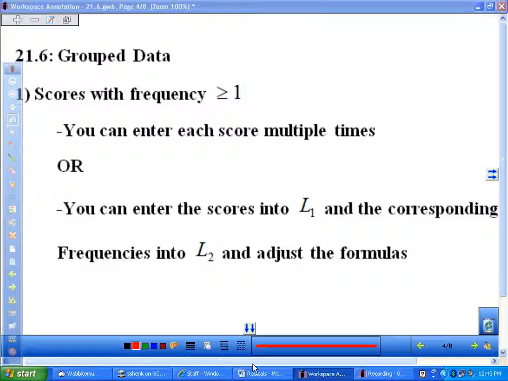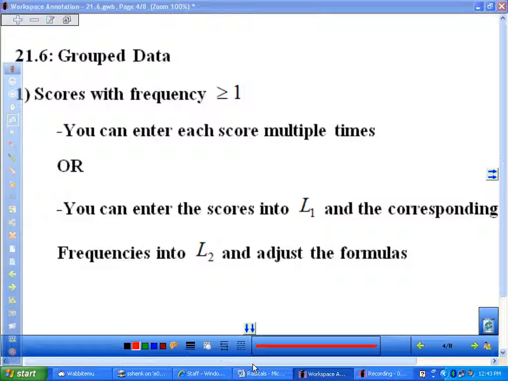Number one, it's long. Number two, you're leaving yourself wide open for a lot of error, because then you've got to go back and double check that you entered that one score 15 times, that other score 8 times. So that's not the best way to handle it. We're leaving ourselves with a lot of error if we enter each score those multiple times. What we want to do is enter the individual scores into L1 and their corresponding frequencies into L2. So again, where do we always put the scores anyway? L1. So we're still putting the scores into L1. We're just putting their corresponding frequencies now right next to them in L2.